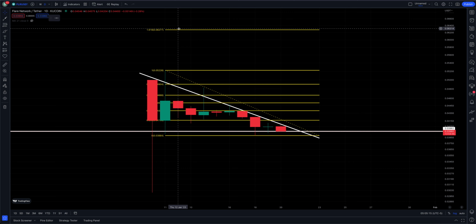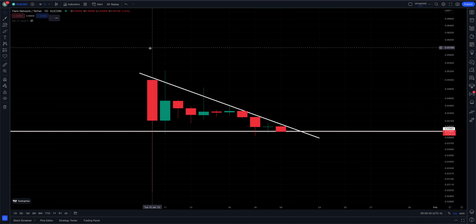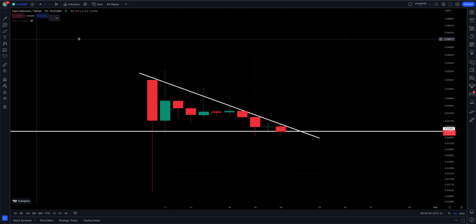We will keep track of Flare moving forward. I do like this chart, this KuCoin chart, so maybe we'll use this one and veer away from the BitTrue one, which has all of the prior noise on it, which I don't like. I actually like this one here, so maybe we'll just use this one.